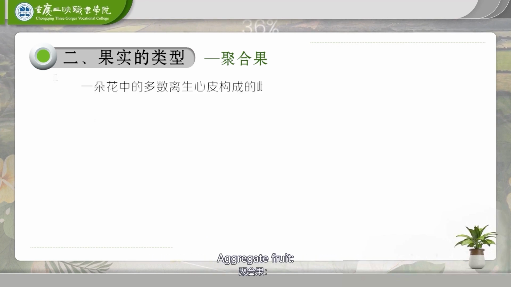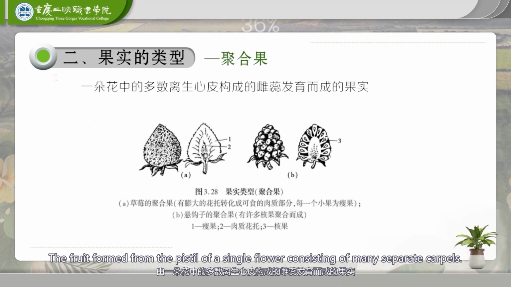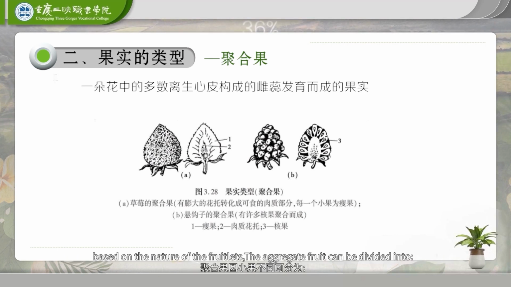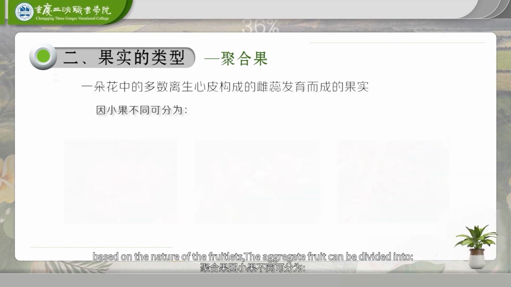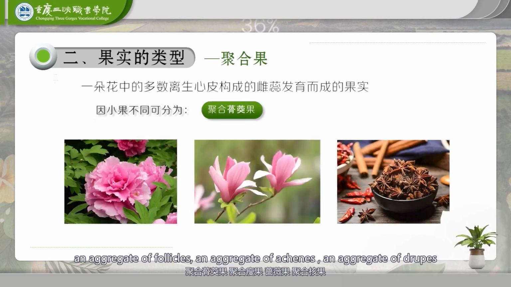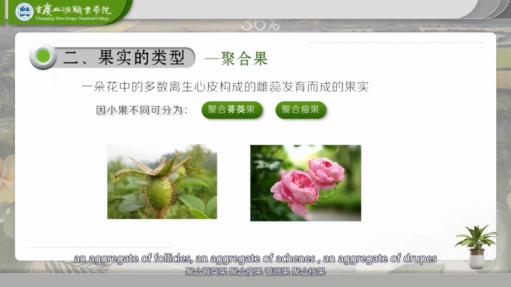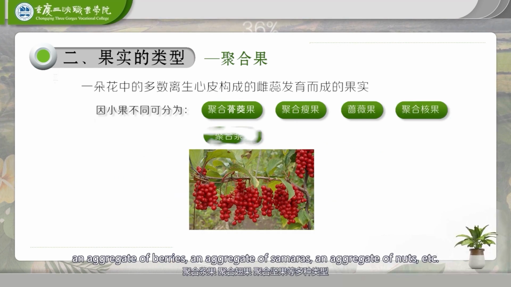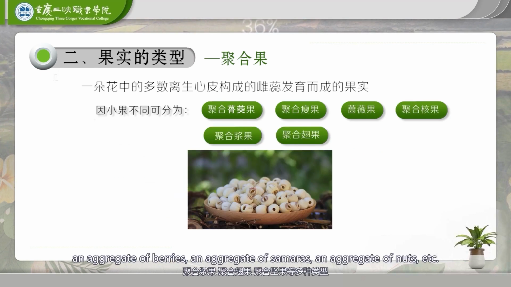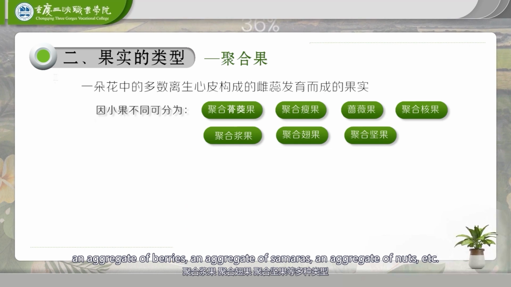2. The second major fruit category is aggregate fruits. Aggregate fruit. The fruit formed from the pistil of a single flower consisting of many separate carpels. Based on the nature of the fruitlets, the aggregate fruit can be divided into an aggregate of follicles, an aggregate of achenes, an aggregate of drupes, an aggregate of berries, an aggregate of samaras, an aggregate of nuts, etc.